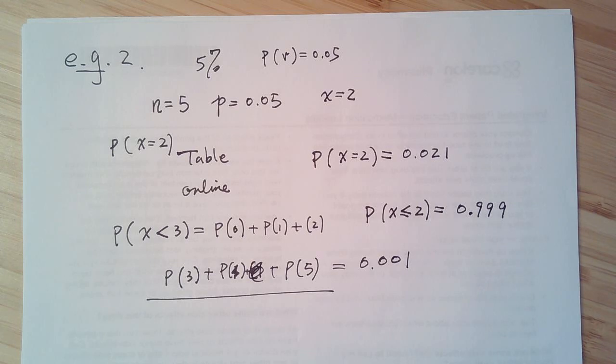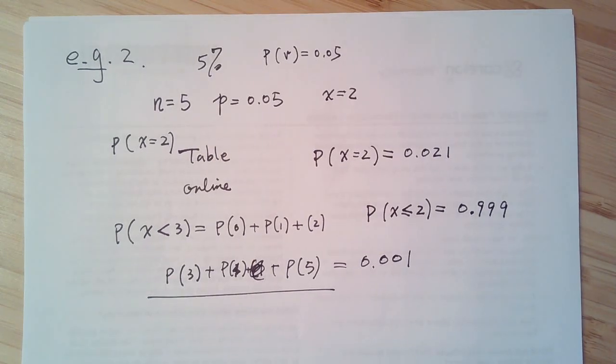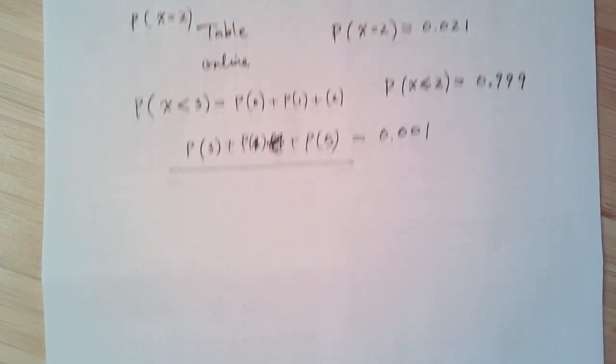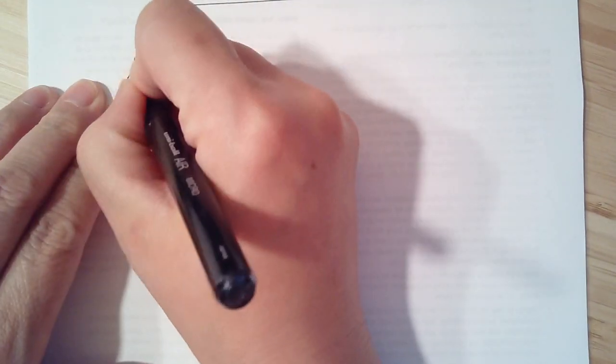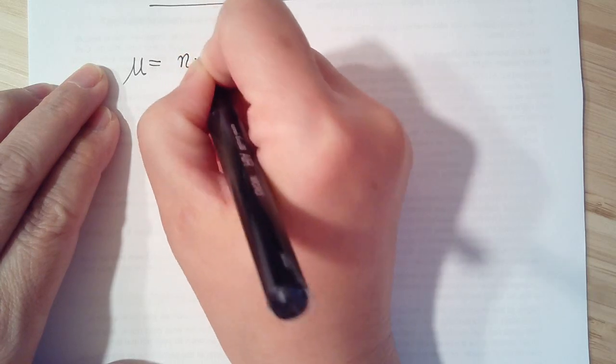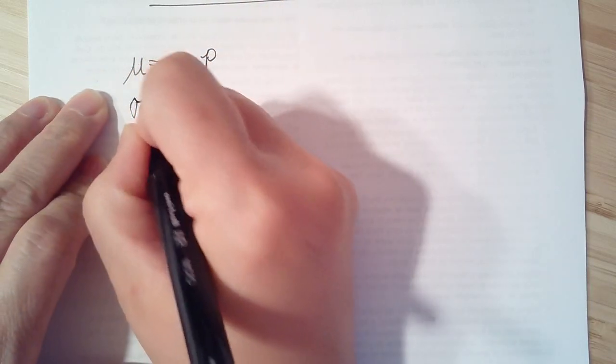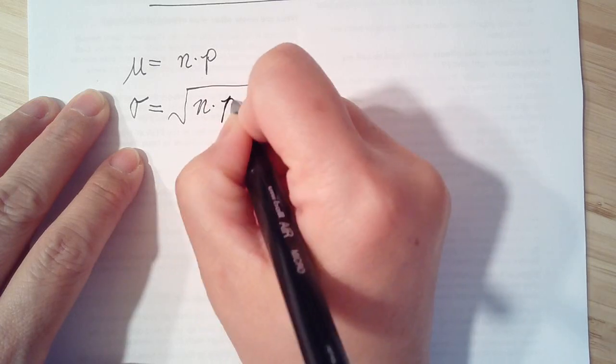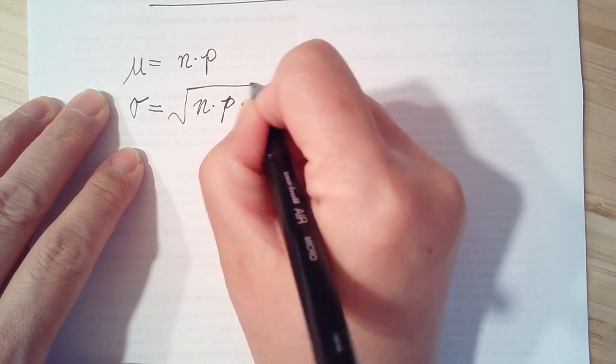All right, now every time we talk about a probability distribution, we talk about a mean and a standard deviation. For the binomial probability distribution, mu will be just n times p, and the standard deviation will be just the square root of n times p times q.